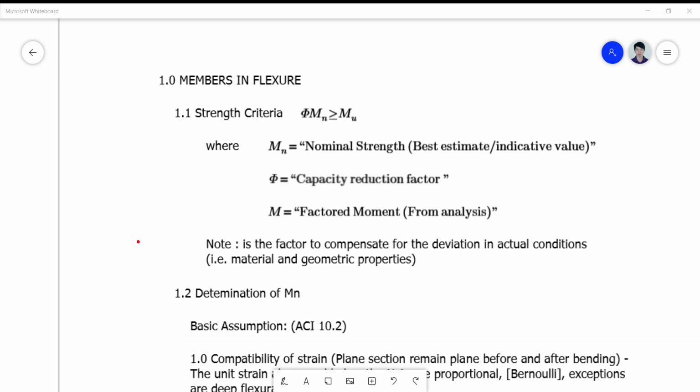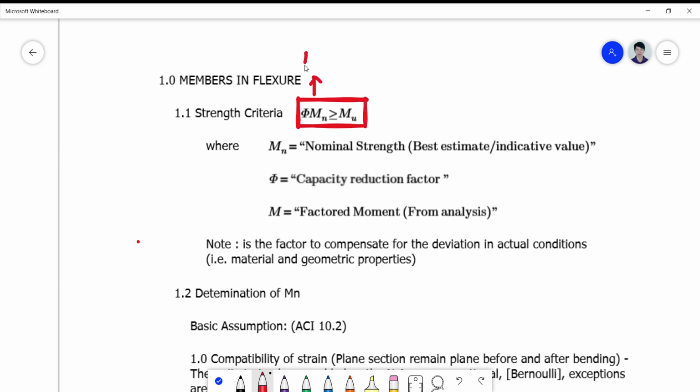So the strength criteria is actually given by this formula. Always, this is the formula used for your strength criteria. Always your resistance is greater or equal to the loads. So this is the resistance R, and this is the load Q.